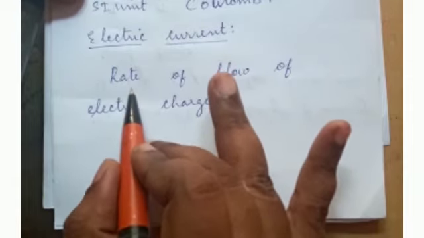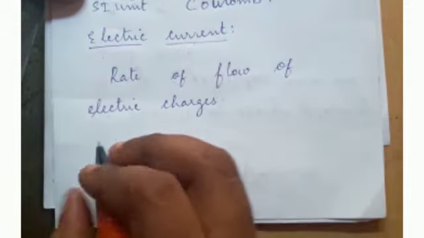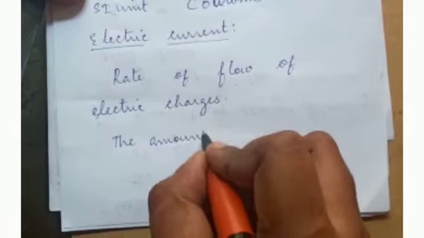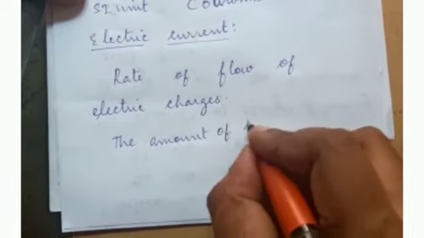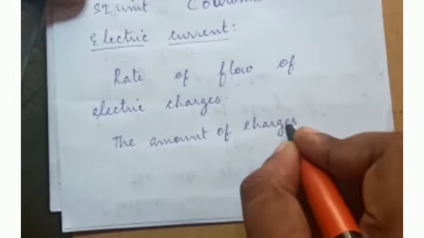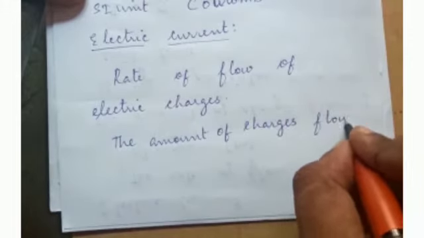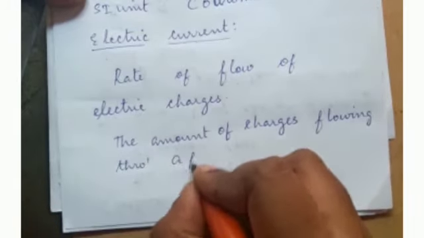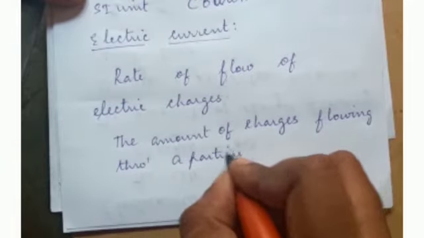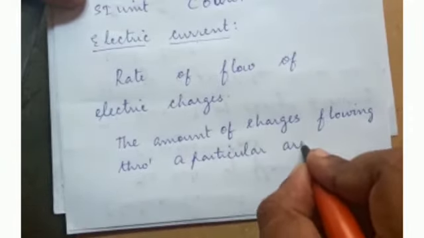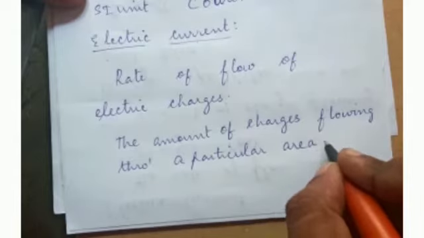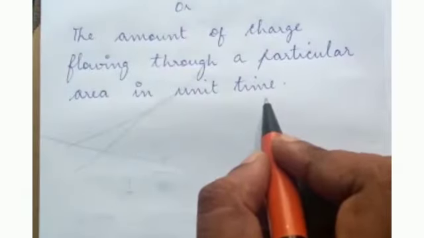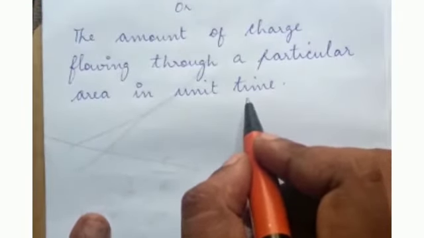Now I am going to elaborate this sentence. Rate means, what did I tell? The amount of charges flowing through a particular area in unit time. So now after writing the definition, we have to write the formula.